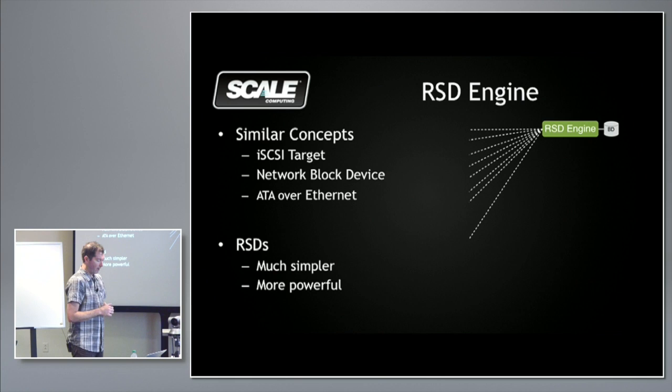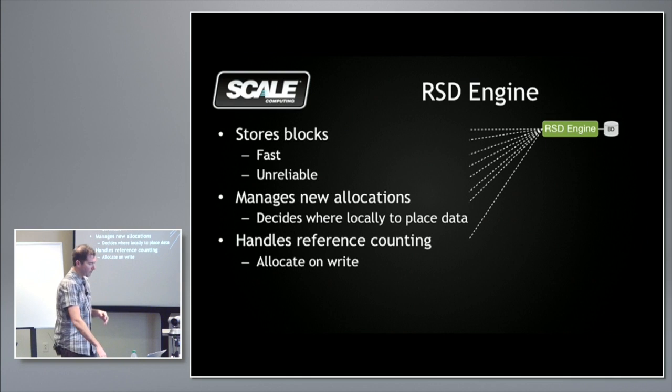RSDs, first of all, have a very simple API. We wanted that because, as a developer in Scribe, I want the easiest to consume API I can think of, and so we were able to do that and eliminate a lot of the complexity of things like iSCSI when you're talking to a block device, as well as making it more powerful.